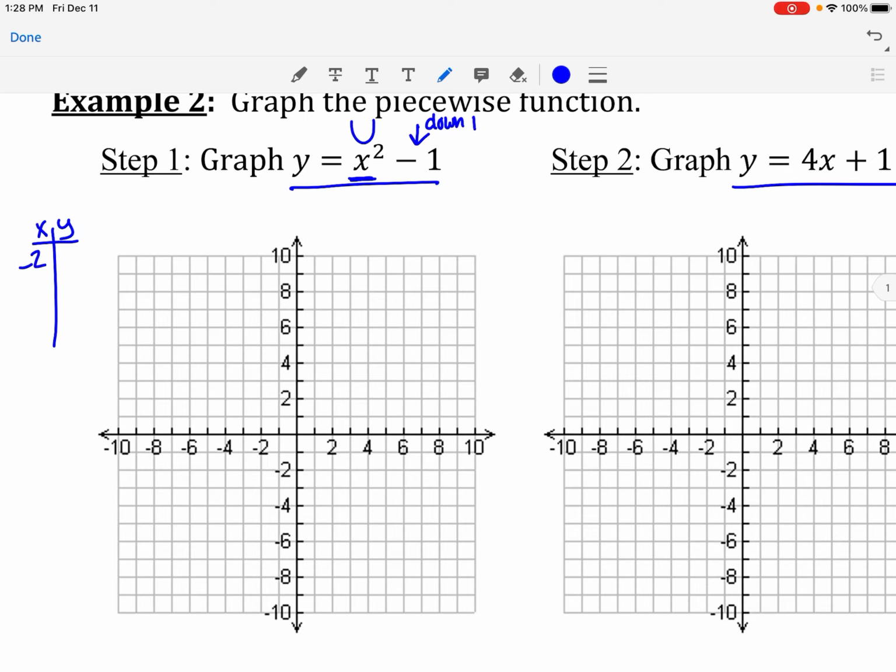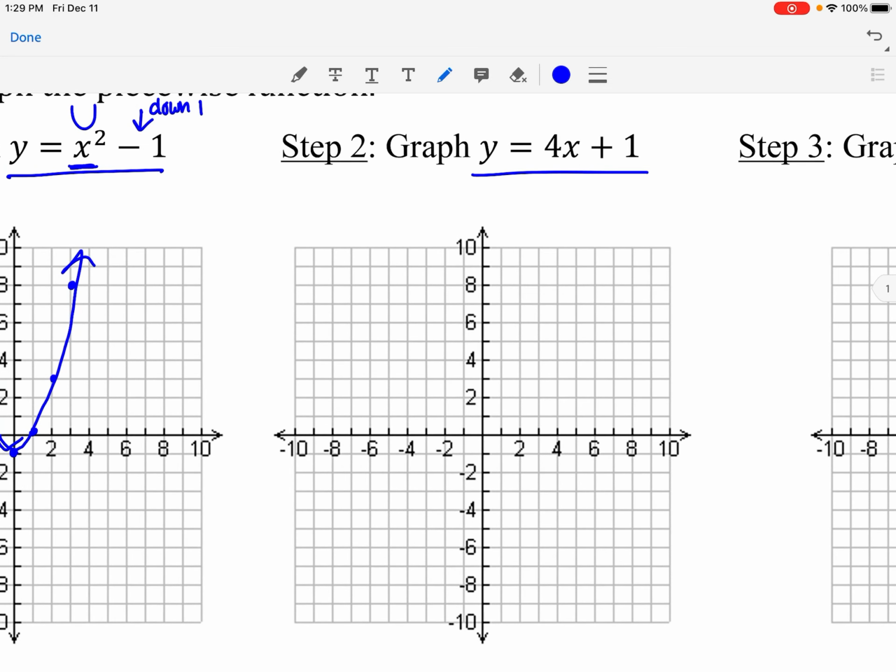So let's plug in some numbers. Just plug in these ones. And then we plug them in and we find our y values. So this gives me a 3, this gives me 0, -1, 0, +3. So it's going to be symmetric. So -2, 3. I plot these all on my graph. And I can put some more points on here. I think this one goes up to 8. That one goes up to 8. So it's always good to put as many points as you can on the graph that you're given. Okay, so there's my first equation. There's my first graph.